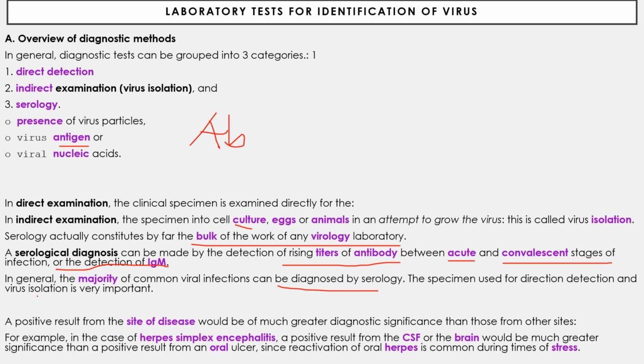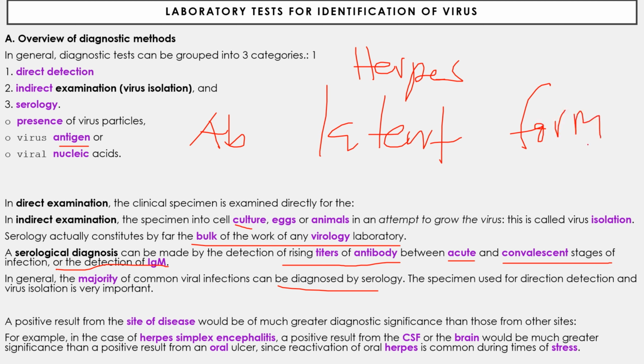So, to give you an example, if a patient is positive for herpes simplex encephalitis, a positive result from the CSF or the brain is more significant than a positive result from an oral ulcer, since reactivation of oral herpes is common during times of stress. Your herpes virus, to give you an idea, is capable of going into a latent form. When you say latent form, this is a dormant form. When dormant, it doesn't cause disease, it's asymptomatic. Now, the problem with herpes: if a person who has latent or dormant herpes suffers from extreme stress or encounters another type of disease that affects his or her immune system, the herpes would become active. And in some cases, one form of active herpes would cause an oral ulcer.